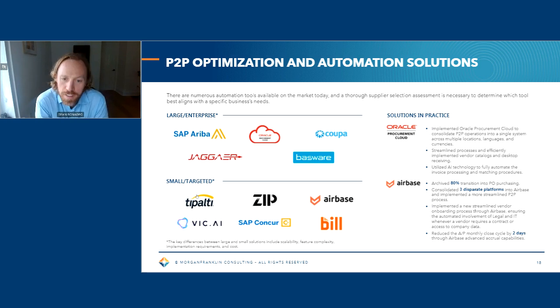So when it comes to selecting optimization tools, clients do get very overwhelmed by the options and the vendors and the features in the marketplace today. The best practice is to use a thorough supplier selection assessment to determine which tool aligns with your business needs. Today, we have a little bit of a breakdown to make your selection and choice a little bit simpler. We have placed the tools in two buckets, small and targeted, or large enterprise. And what does that mean?